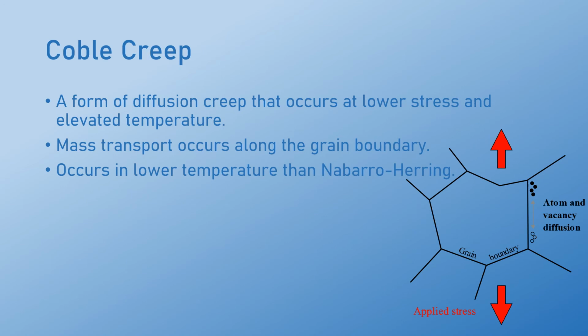So Coble creep is a type of diffusion. It occurs at lower stress and elevated temperature, but not as high as Nabarro-Herring. Mass transport occurs along the grain boundary. So when there's a stress here in the crystal, the vacancy will move from here to here. So it will only move along the grain boundary.